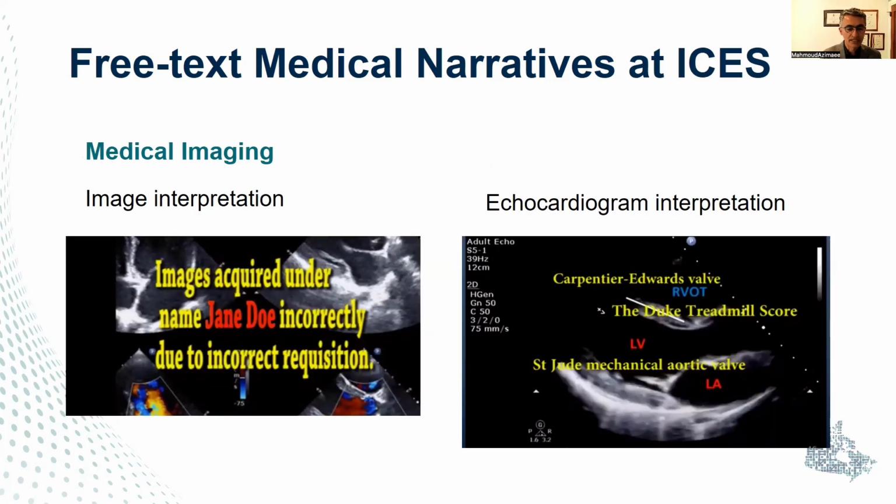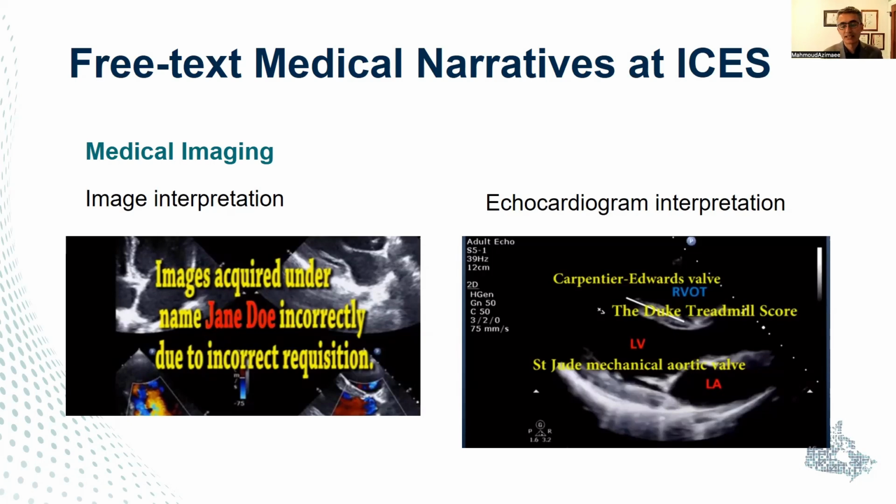Another example, again from real ICS data. On the left, medical imaging interpretation. This also comes from a real scenario. It was saying image acquired under the name Jane Doe incorrectly due to incorrect requisition. So although the field was specific to hold test results, technicians use that field for also adding other information that could become very sensitive information. On the right, this is another example from echocardiogram interpretation.